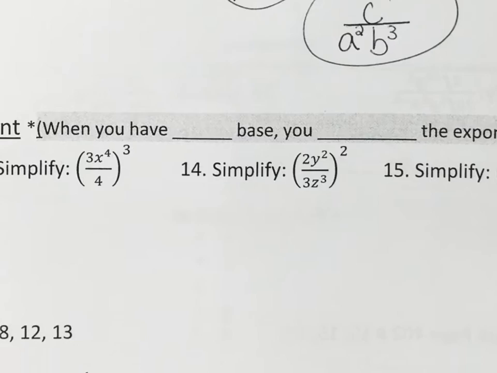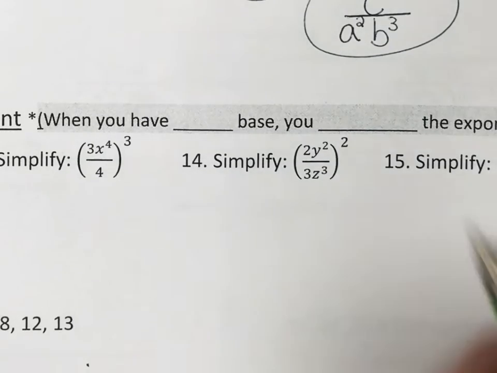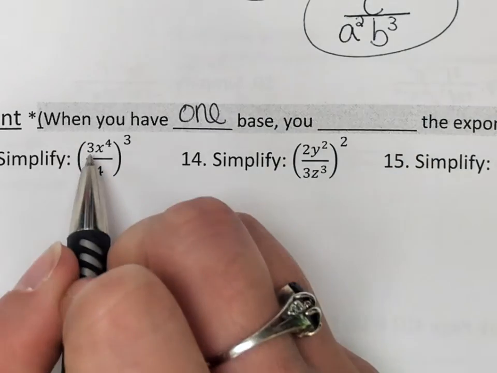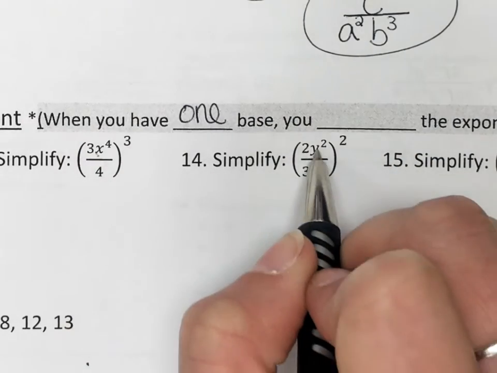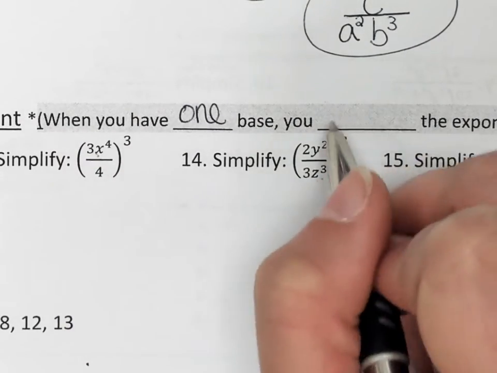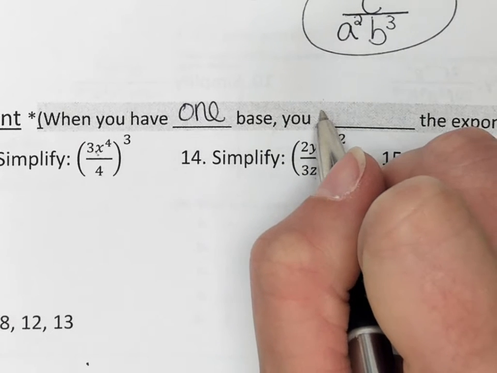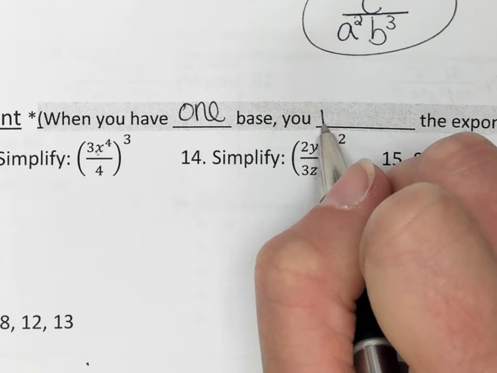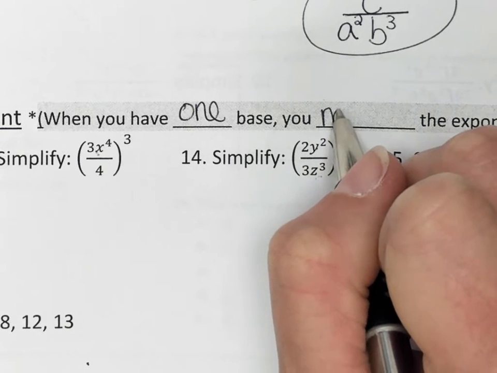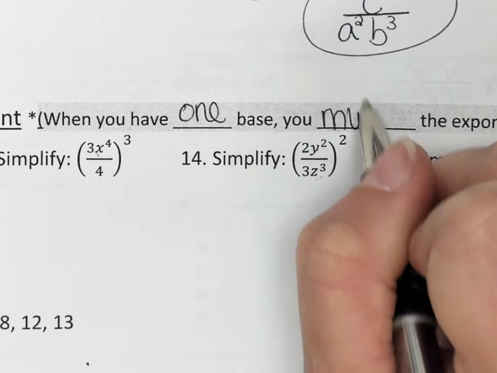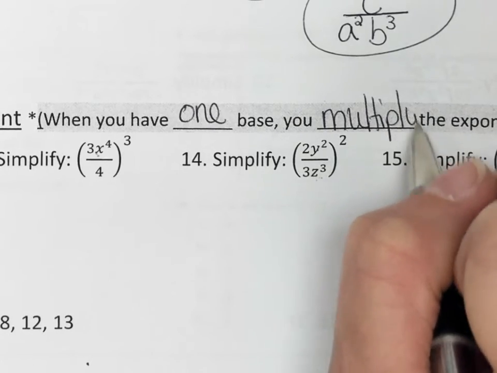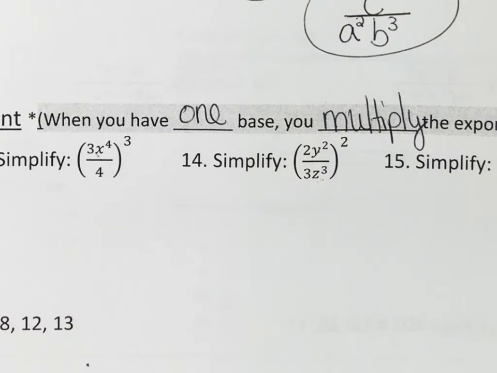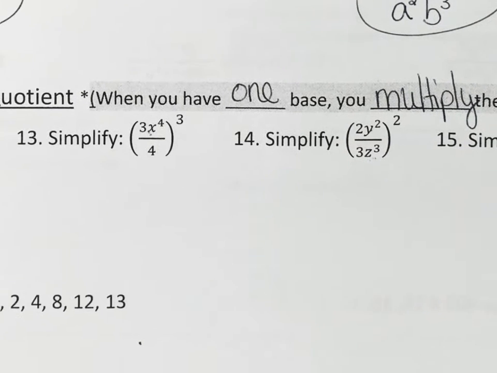Okay, same rule as before. When you got one base, when there's one x, what do we do when there's one x or one y or one z? What do we do to little numbers? No. Come on, guys. You just had a test on this. Multiply. Goodness gracious, people. How quickly we forget. That's why we do bell ringers.